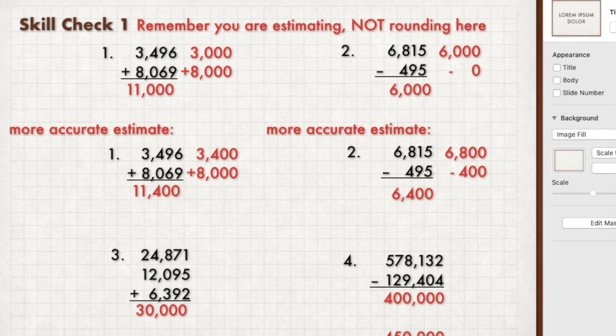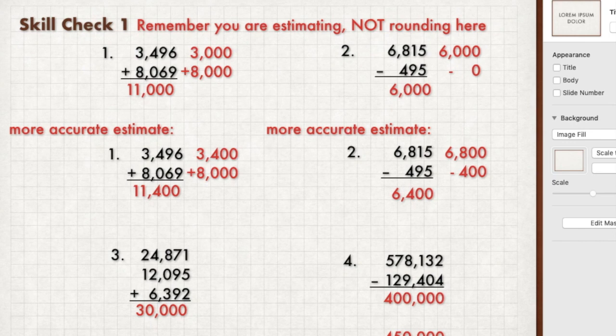If you try these for the front-end estimation, you can see the examples in number 1. I'm not rounding here. I'm just looking at the front end. 3 plus 8 is 11, because it's 3,000 and 8,000, so 11,000.